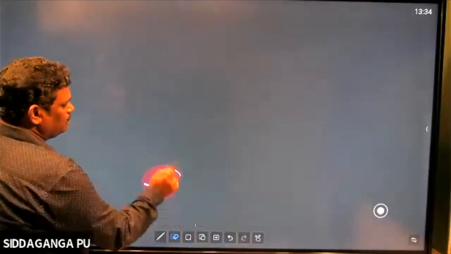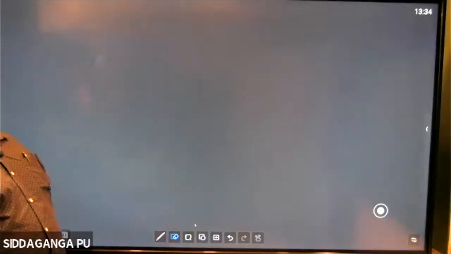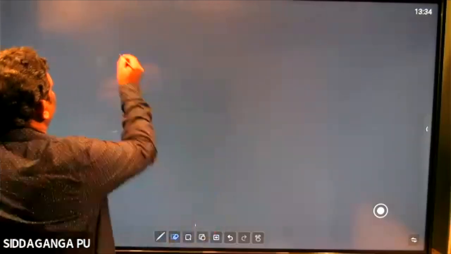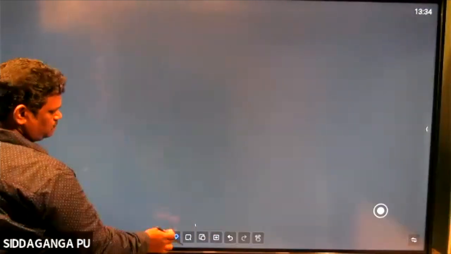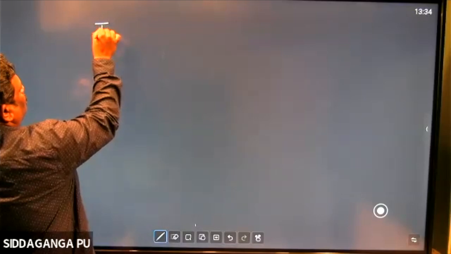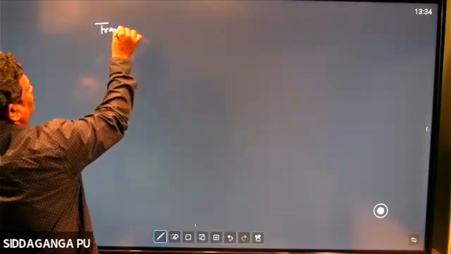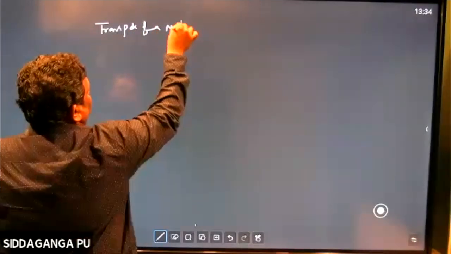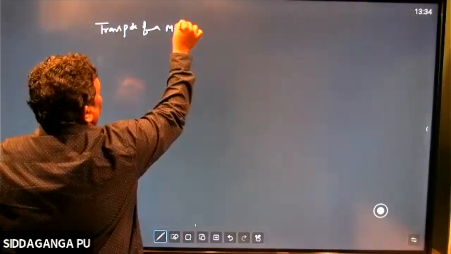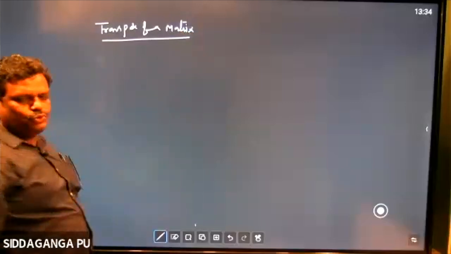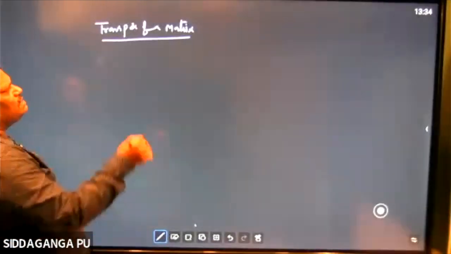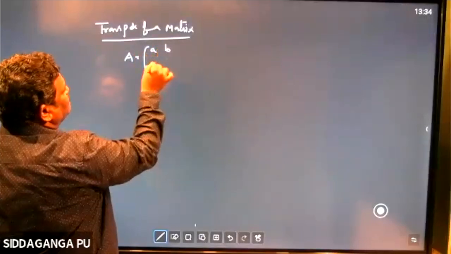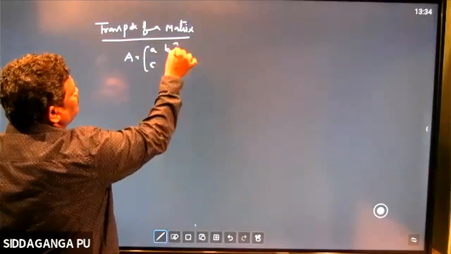Now we can learn the transpose of a matrix. That is also very important. Transpose of a matrix. This is simple. Let us consider a matrix A equal to A, B, C, D. So this is a 2 by 2 matrix.